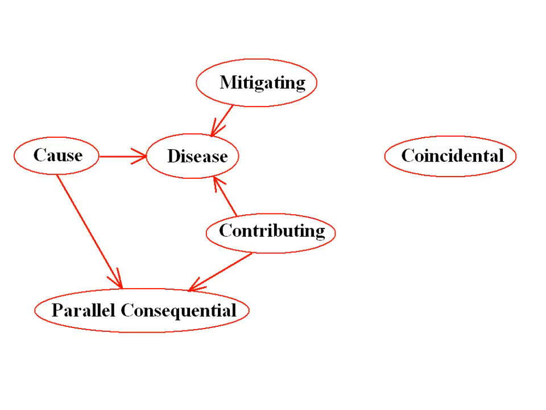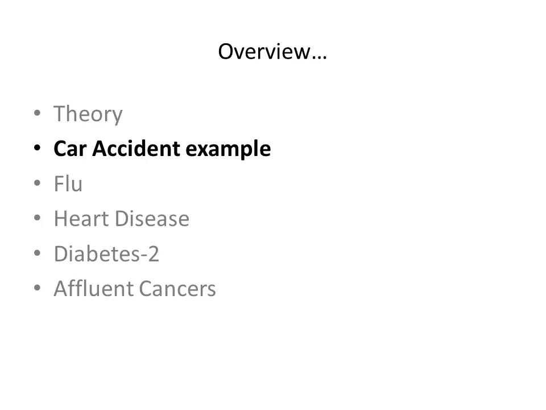Now let's use this perspective to analyze a few real scenarios. We will have a look at a car accident example, next a flu example, then heart disease, diabetes type 2, and lastly our high affluent cancer rates. First, the car accident example.